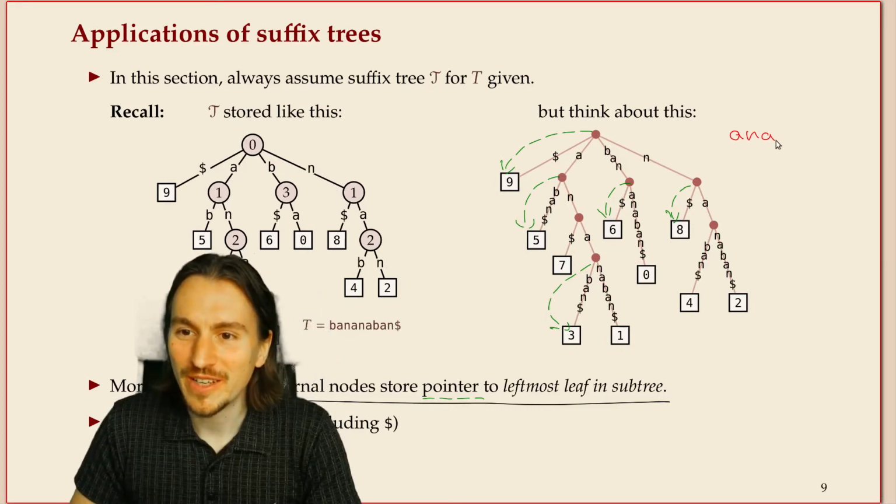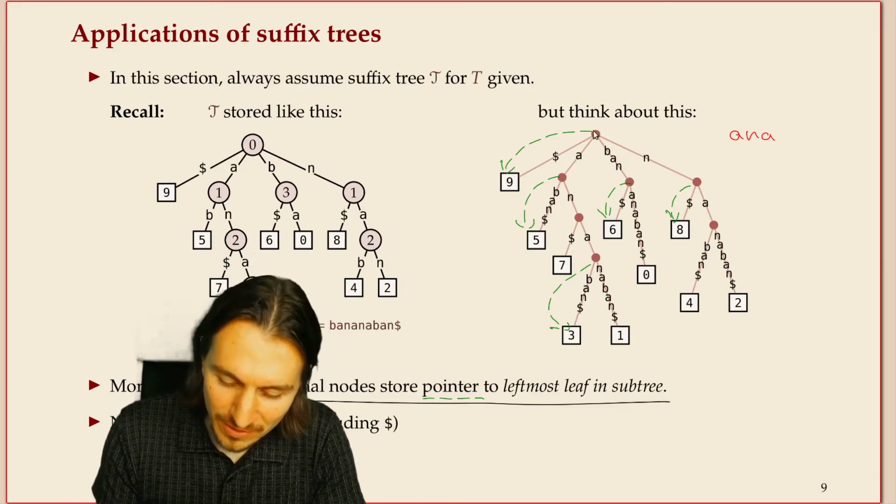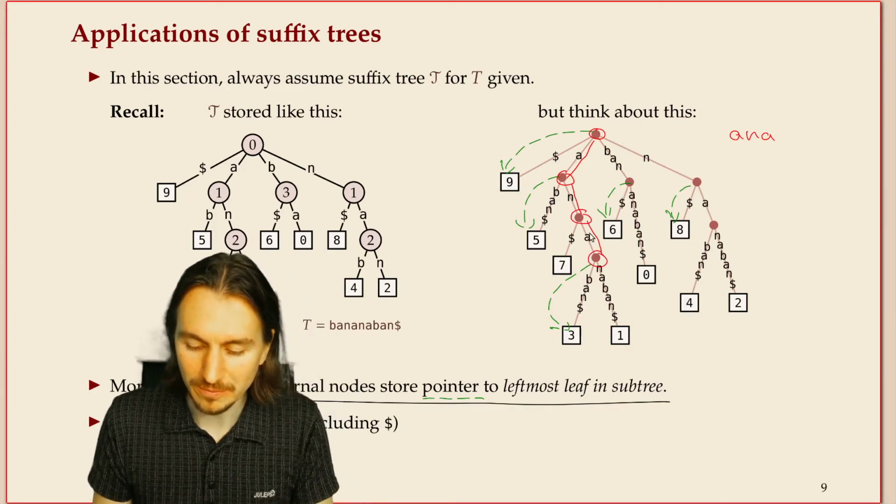So we're trying to find Anna. What we have to do is start in the root, and now we find the edge with an A. We follow it, then follow the edge with an N, and then the edge with an A. That brings us to this node.